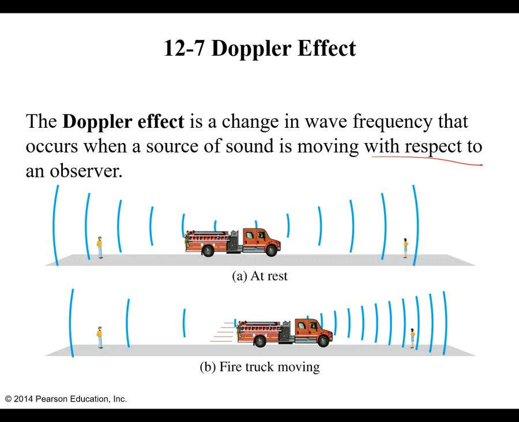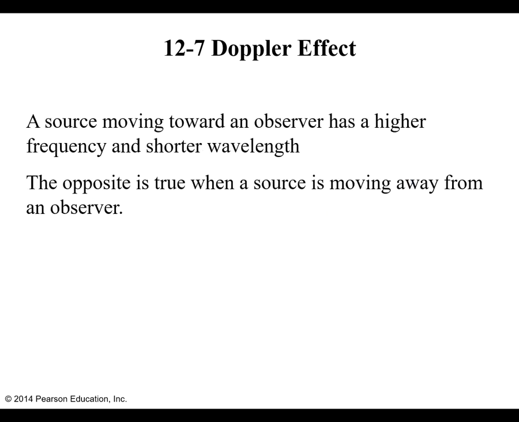So in this video, we're going to look at the effect where the source of a sound is moving. So in this case, the fire truck in this image. When you have a source that's moving toward an observer, the observer is going to see a higher frequency and a shorter wavelength. The opposite is true. If the source is moving away from the observer, then the observer is going to see a lower frequency and a longer wavelength.